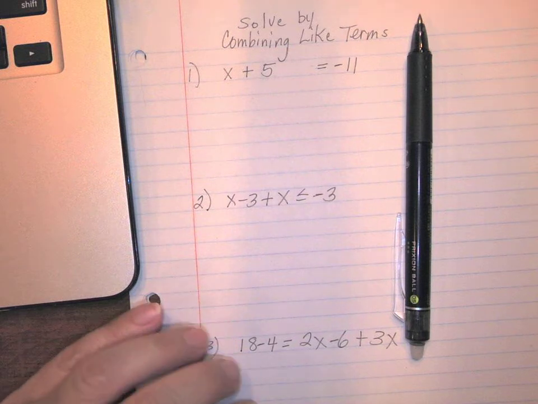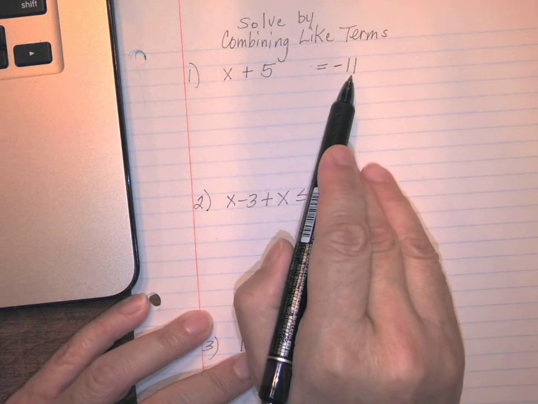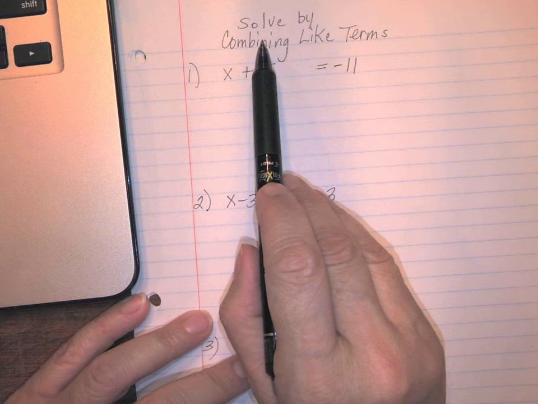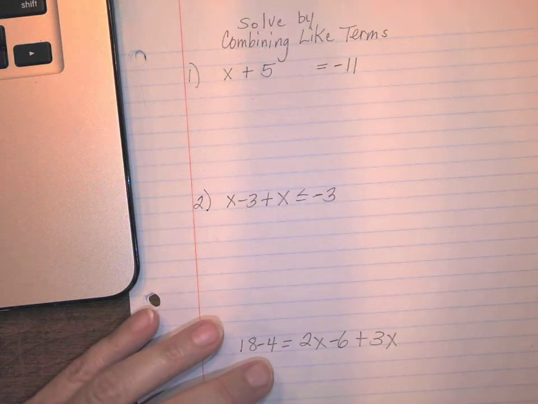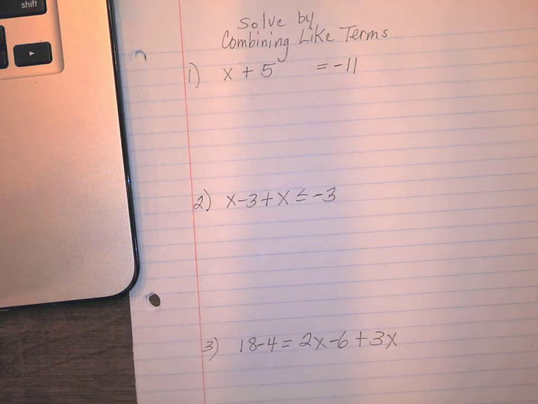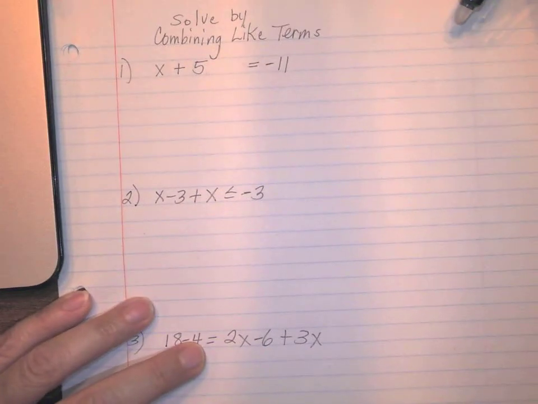Good morning, guys. So far, we have solved something like this. Today, we're going to add a step. We're going to solve by combining like terms. Remember that in math, the math you learned yesterday, the day before, last year, never goes away. It doesn't change. You just add a layer. So today, we're just adding a layer to solving equations.